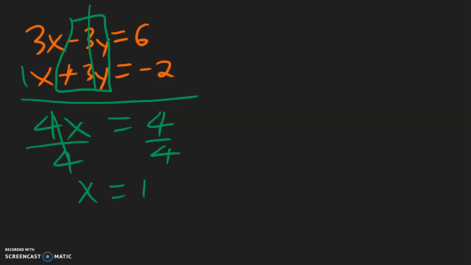Now we need to find the value of y. So using the first equation, I'll put 3x, but I'm not going to put x, but instead I'm going to put the value that we found for x on the first part. So 3 times 1. Then keep on going to copy the first equation. Minus 3y is equal to 6.